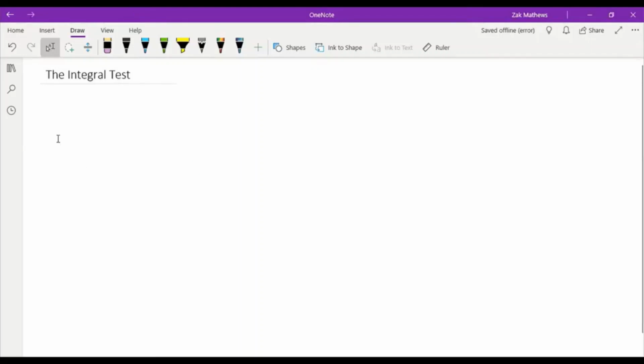In this video, we're going to take a look at the integral test. Now, before I jump right into the test, let's figure out where this thing is coming from. Let me start with this example.